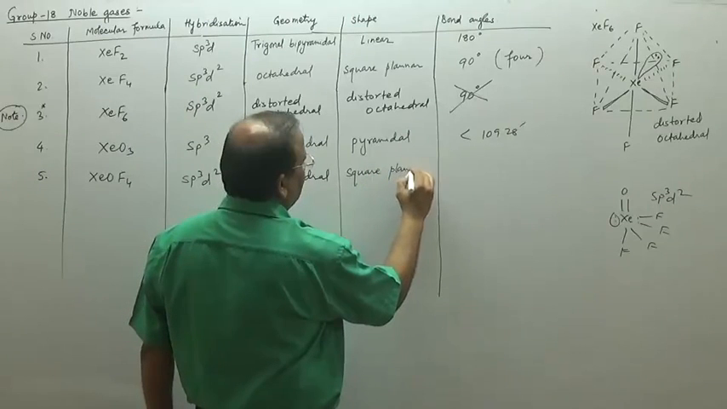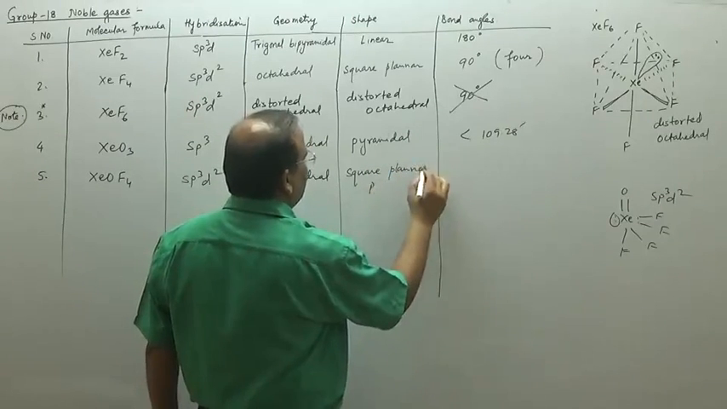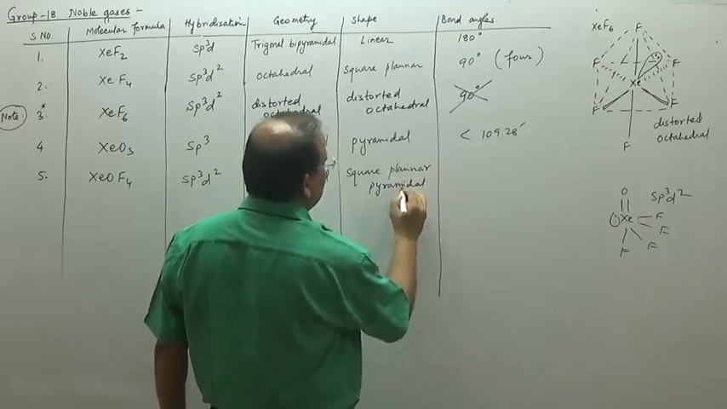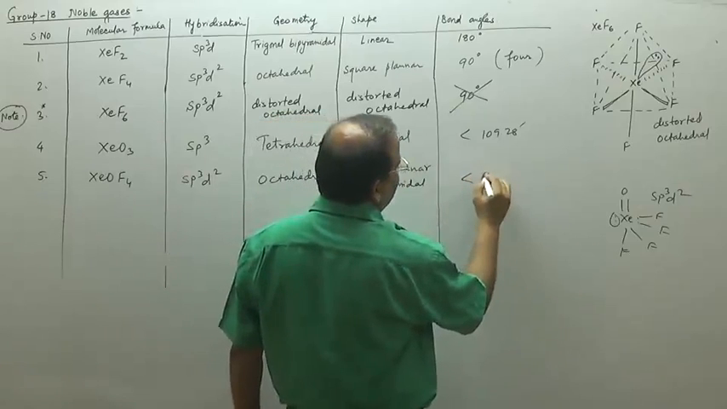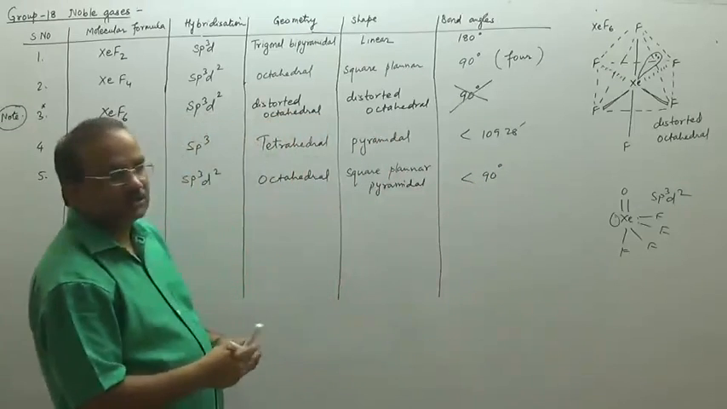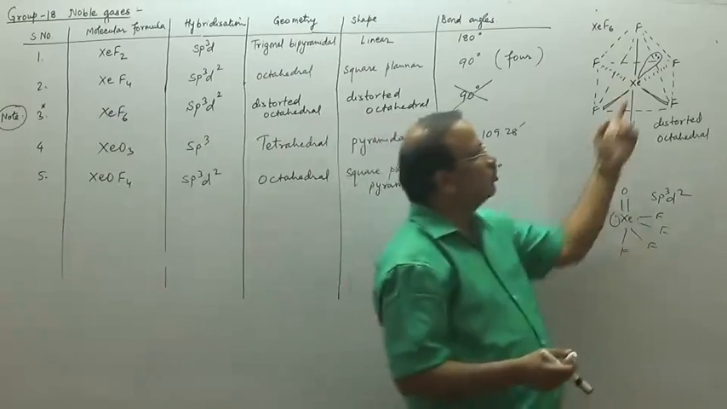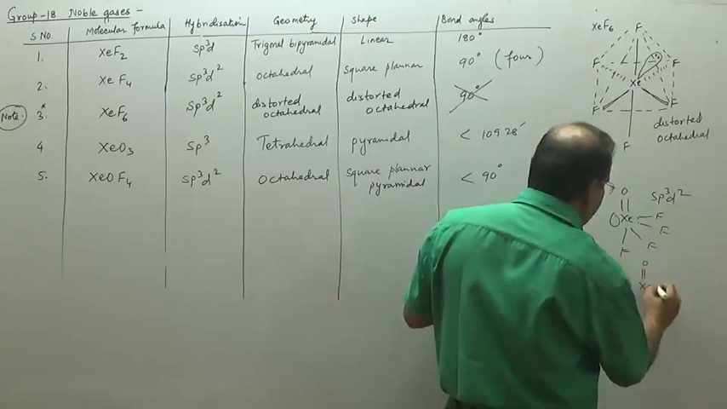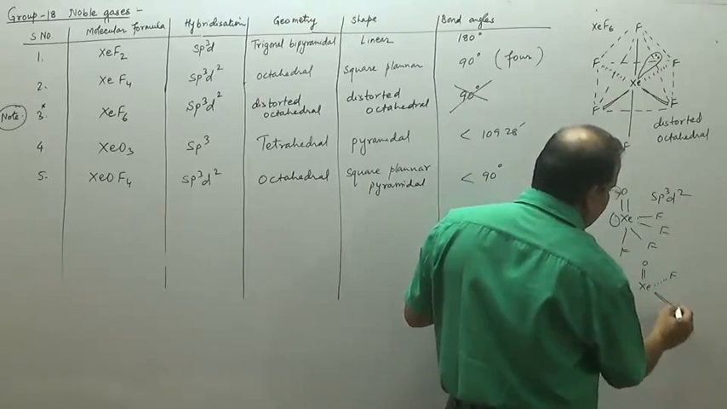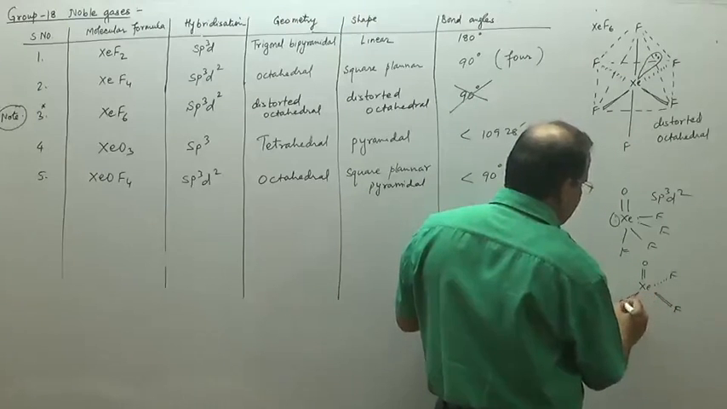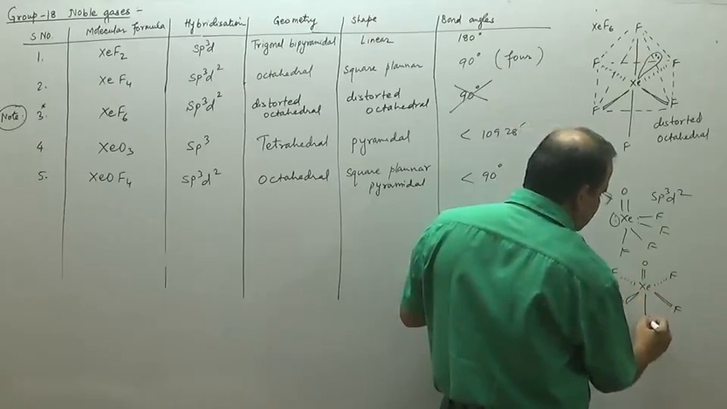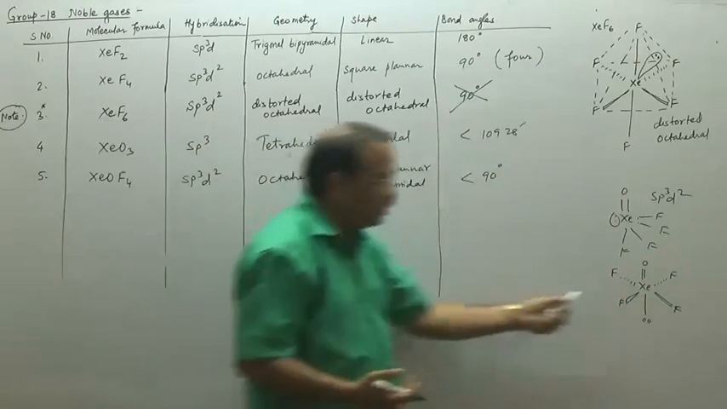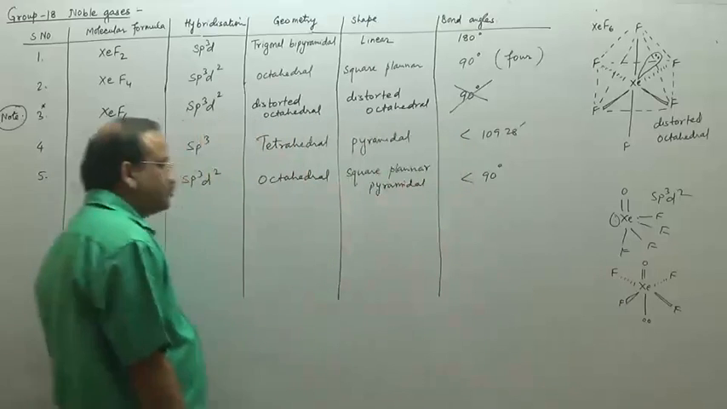So square planar pyramidal is the shape, and less than 90 degrees will be the bond angles. Because of repulsion, if one of the positions has a lone pair, there is no lone pair in this, it will be like that. So here it will be like this: double bond O, one fluorine here, another fluorine here, then one fluorine here, another fluorine here, and at this position there will be a lone pair. If there is a lone pair, then the bond angle on the top side decreases due to lone pair bond pair repulsion.